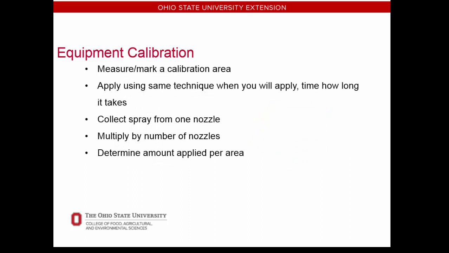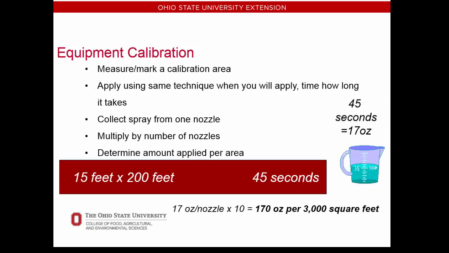Let's look at the basic steps to calibrate a sprayer. First, measure and mark your calibration area. Next, fill the sprayer to at least half full. Time how long it takes you to cover the calibration area using the same techniques as when you would spray the product. For that same length of time that it took to cover the application area, collect the spray from a nozzle.